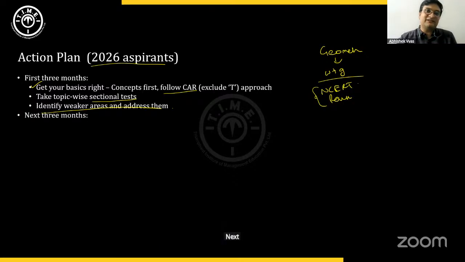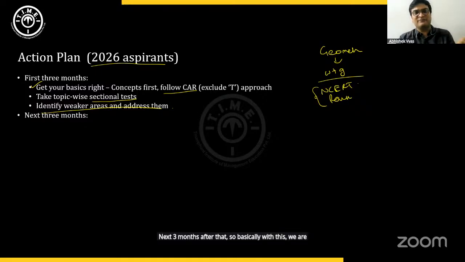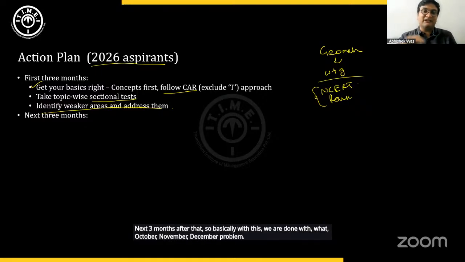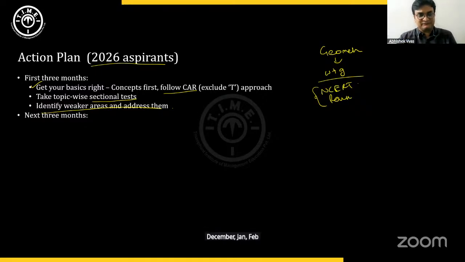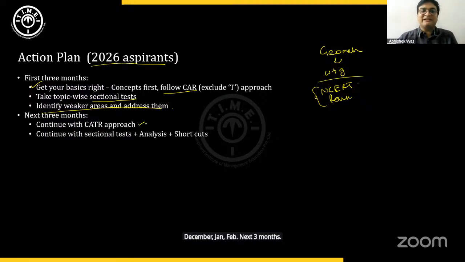Next 3 months after that. So basically with this, we are done with what? October, November, December probably. December, Jan, Feb. Next 3 months, continue with the CAT-R approach. Now include T also. So focus on the concepts, focus on the application. Now also start with test taking.